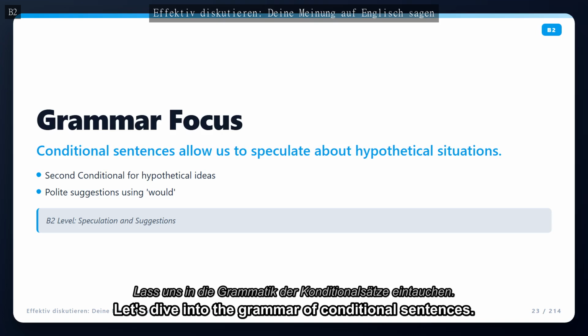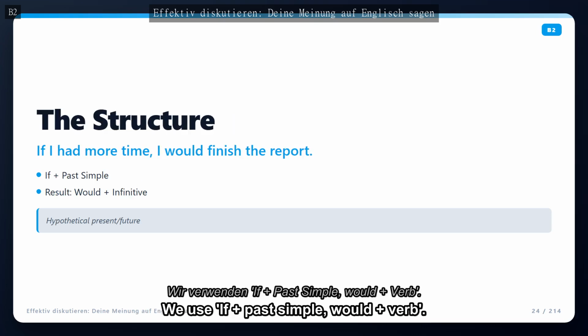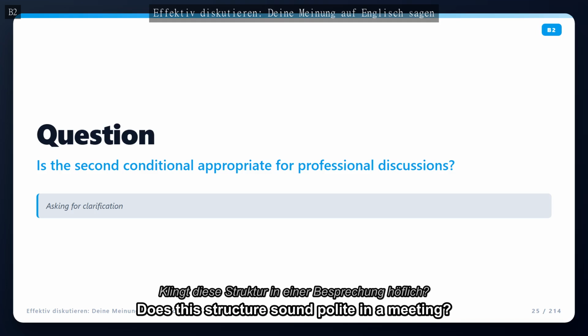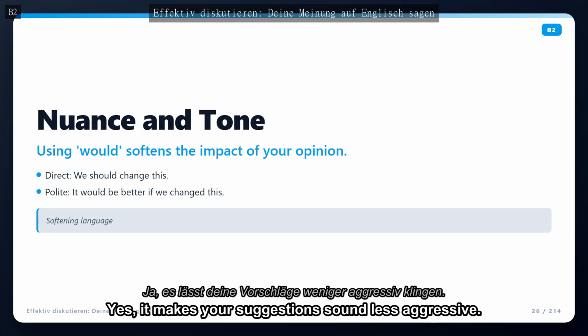Let's dive into the grammar of conditional sentences. We use if plus past simple, would plus verb. Does this structure sound polite in a meeting? Yes, it makes your suggestions sound less aggressive.